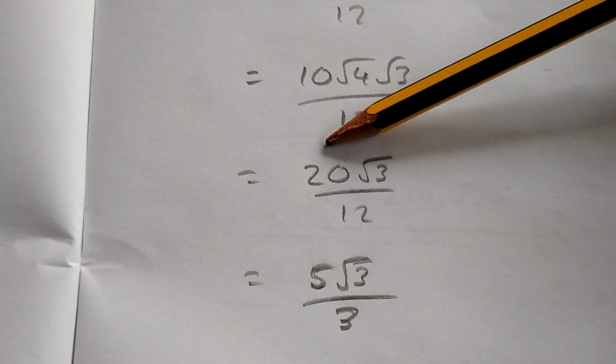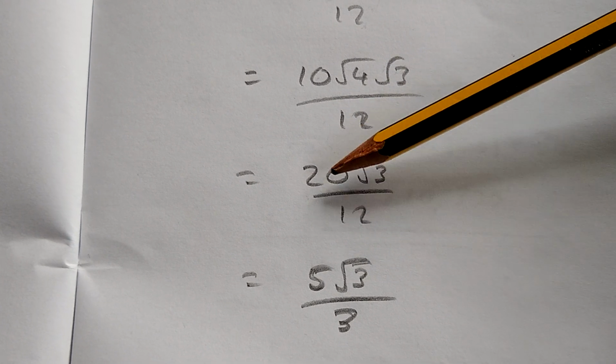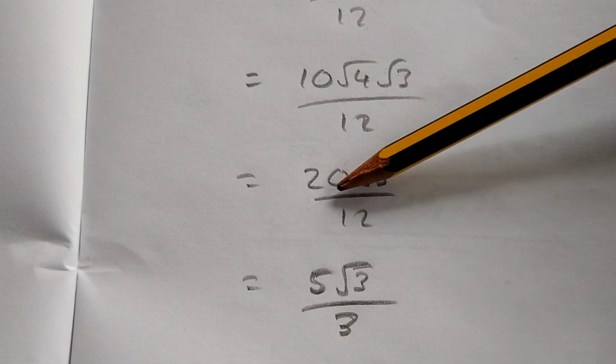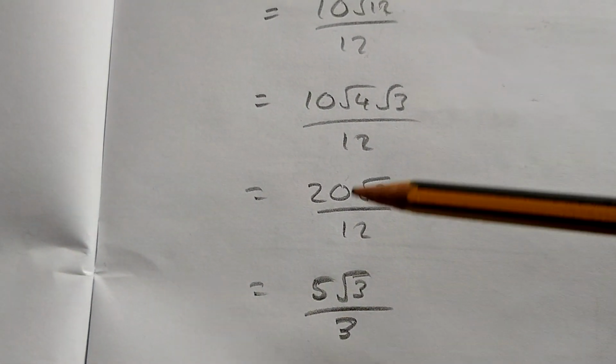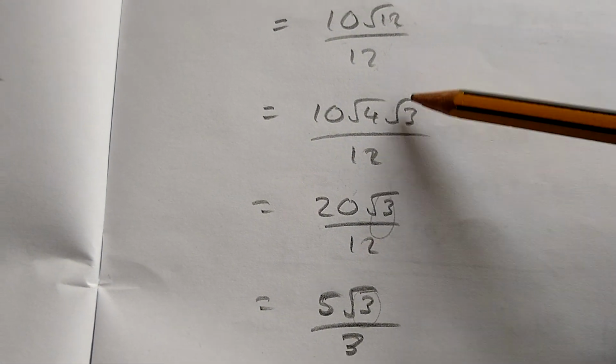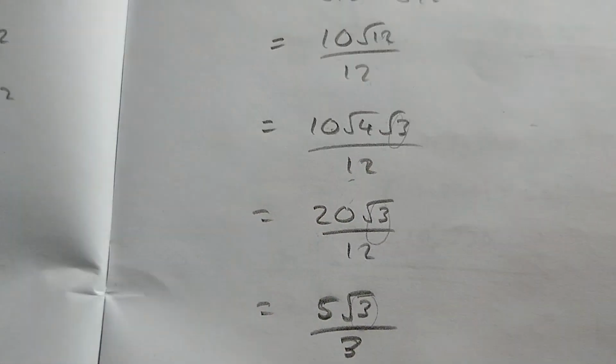And then we can simplify this by dividing the numerator and denominator both by 4. So that'll be 5 root 3 over 3. Again, this root 3 underneath the square root sign doesn't simplify along with these numbers.